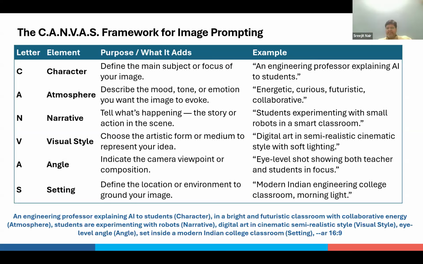And then the setting: define the location. So the location you can say here is modern engineering college classrooms, morning light. So CANVAS is an acronym that you can remember. Say generate any prompt in which you say this is the character that I want. The character is in X atmosphere, and this is the narrative of what they are doing. The visual style that I want in the image is realistic, cinematic, whatever. With this angle I want the picture to be, and the setting is X. So you just define everything and create a prompt.